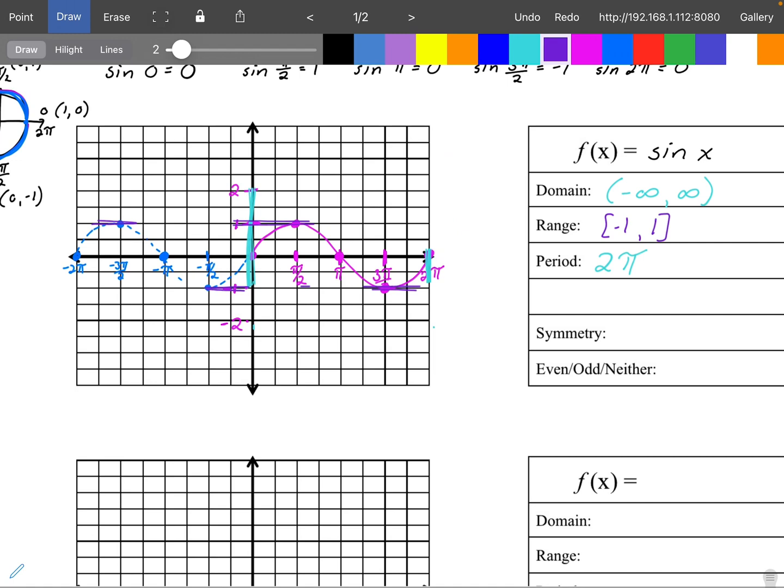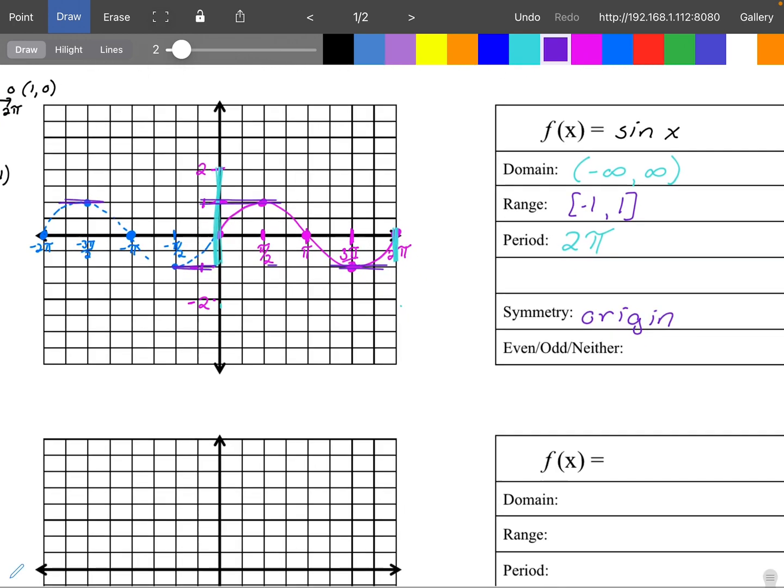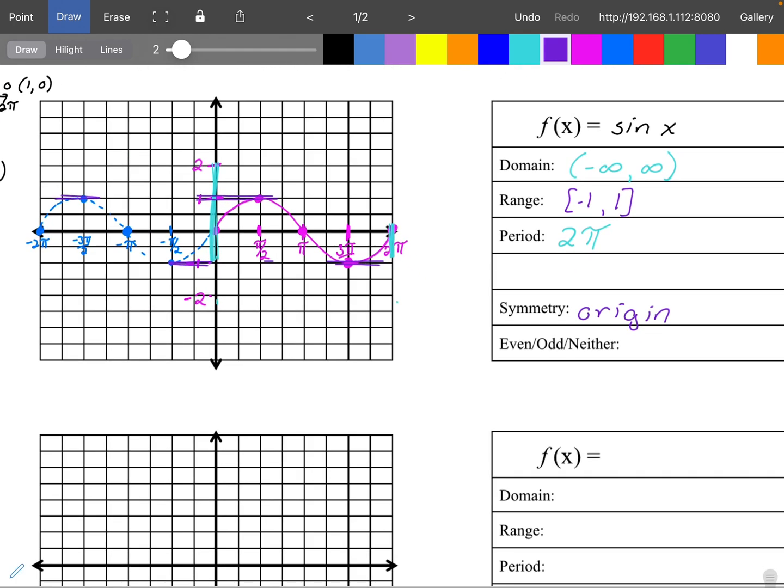So how about y-axis symmetry? If I take this and fold it this way, that's not going to match either, because this will flip over to here, no point there. This will flip over to here, no point there either. So therefore, how about origin symmetry? Take this thing and imagine that you stick your pencil right in the origin and you rotate it 180 degrees. It's going to look exactly the same. Therefore, this thing has origin symmetry. And then for even, odd, or neither, this is going to be an odd function.